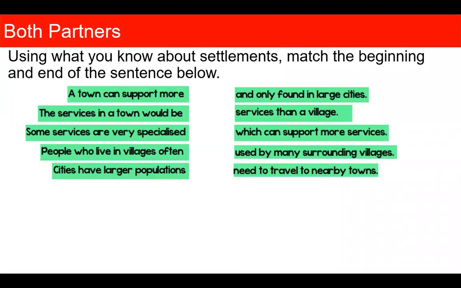Okay, here's a second activity. So using what we know about settlements, I want you to match the beginning and the end of each sentence below.